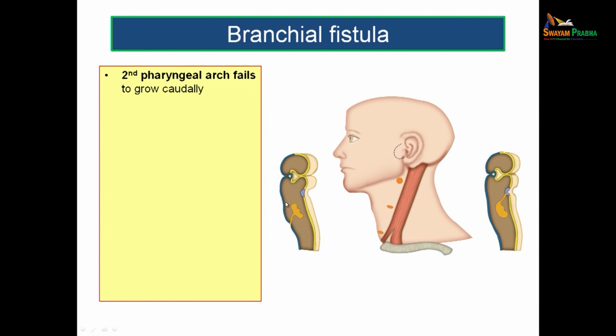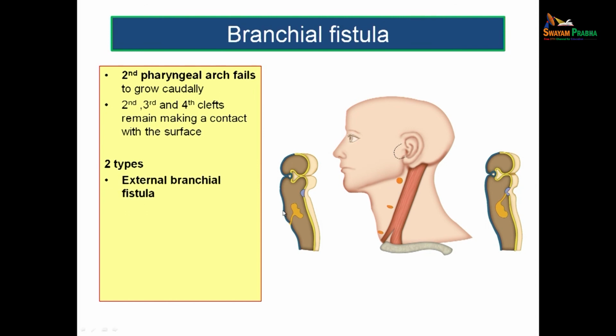Suppose what happens if this second pharyngeal arch is not growing caudally. If it is not growing caudally, these three clefts will be remaining open. So the second, third and fourth clefts will remain open, making a contact with the surface. So there are two types of fistulas. One is known as the external branchial fistula. What do you mean by external branchial fistula?